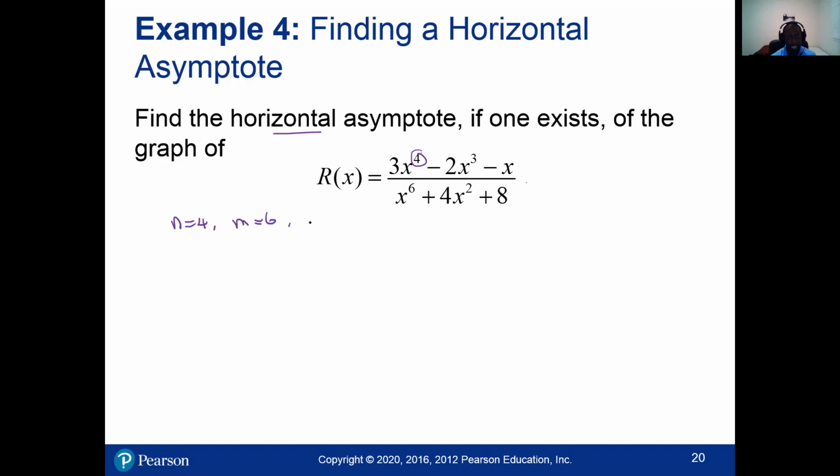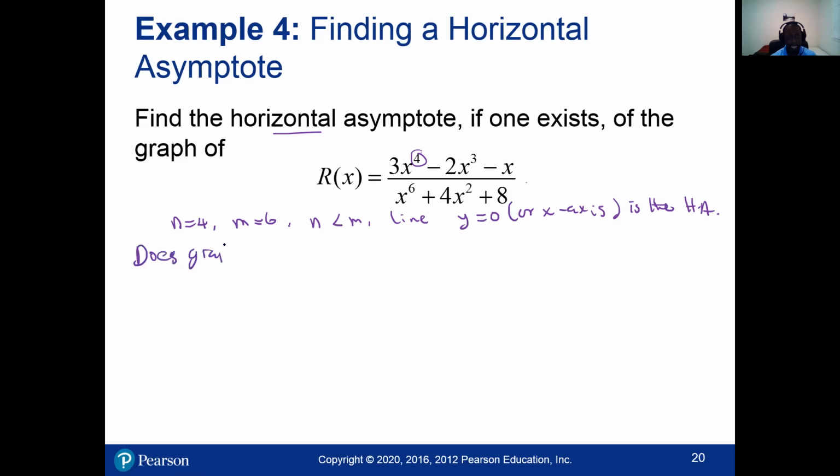Okay, so you have n less than m. So the line y is equal to 0, or the x-axis, is your horizontal asymptote, because that is, I believe, case number 1. When the degree of the numerator is less than the degree of the denominator, the line y is equal to 0 is the horizontal asymptote. Now, the question is, does this cross?